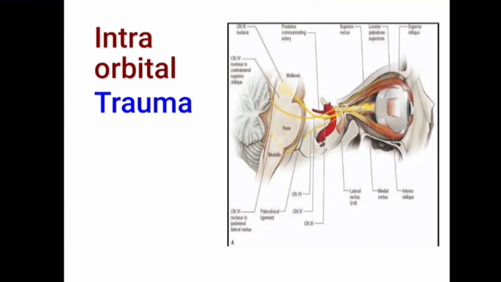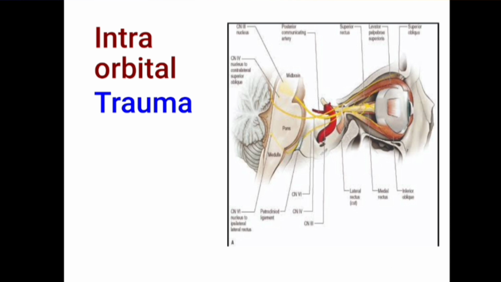Moving on to the intraorbital part of the third cranial nerve. It is usually secondary to trauma. It depends upon which branch of the nerve is affected. If the superior division of the oculomotor nerve is affected, it will lead to affection of the LPS and the SR. If the inferior division is affected, it can affect the inferior rectus, inferior oblique, or the medial rectus muscle, along with the sphincter pupillae as well as the ciliary muscle. So the patient will have problems with accommodation also.